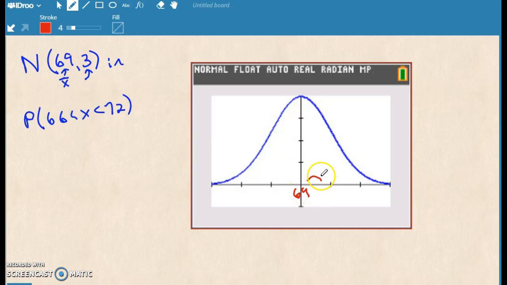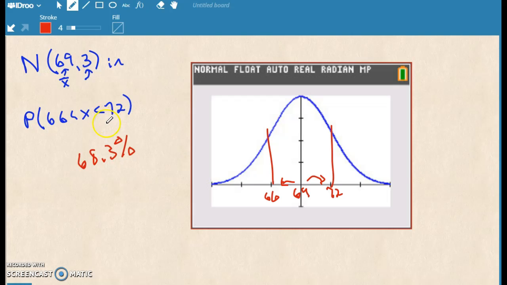1 deviation up gets me to 72. 1 deviation back gets me to 66. Okay? The area in between there, from my discussion earlier, is guaranteed by empirical data to be 68.3%. So that's how likely it is to find at random a male between 5'6" and 6 foot.